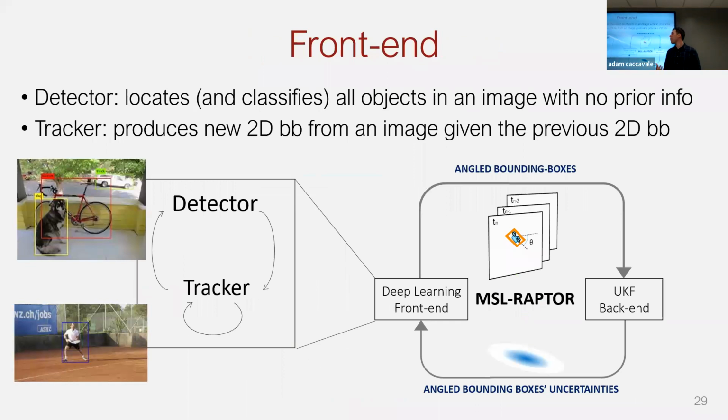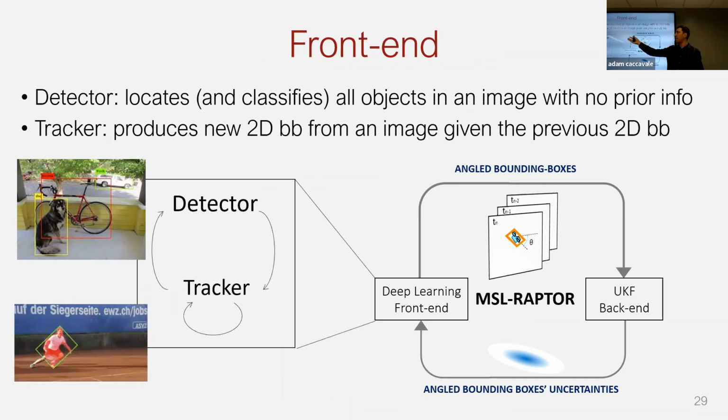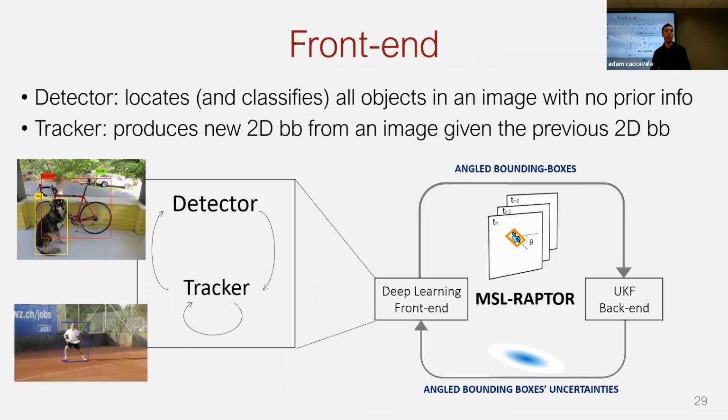So the front end is actually made up of two different networks working together. The reason for this, again, goes back to our desire for speed. An object detector is probably one of the most common types of neural networks. Given an image, it's able to identify objects in it, draw a bounding box around them, and say what class they are. So in this image here, it finds a dog, a bicycle, and a truck.